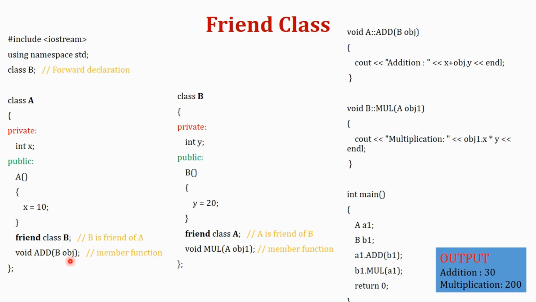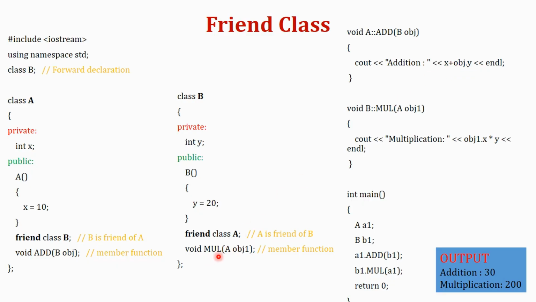Here the method is defined outside of the class. For example, void A scope resolution operator, the method name is add, with an object created as a parameter. Now add is a method belonging to class A. Here X is a local variable, right? We can get it directly. Then Y is the other class's variable, so we need an object, right? Object dot Y. Automatically we can access it with the help of the object. Then here we are doing the addition operation.